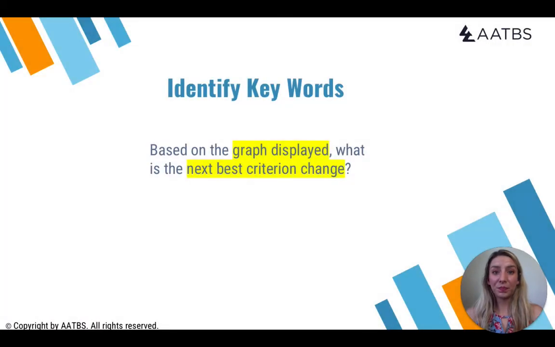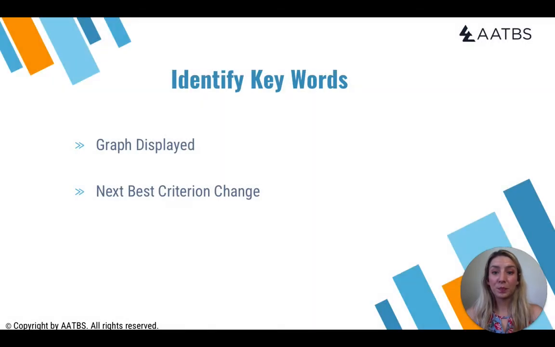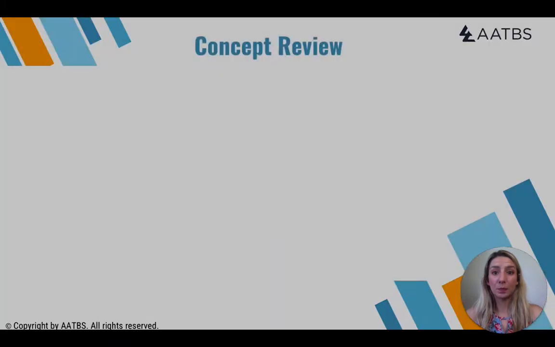Ready? Keywords here are going to include graph displayed and next best criterion change. So graph displayed, this is going to tell us that the graph displayed gives us information about the type of experimental design being utilized and the magnitude of criterion changes. Next best criterion change lets the reader know that they will need to use their knowledge of analyzing data to determine the next criterion phase that should be implemented.